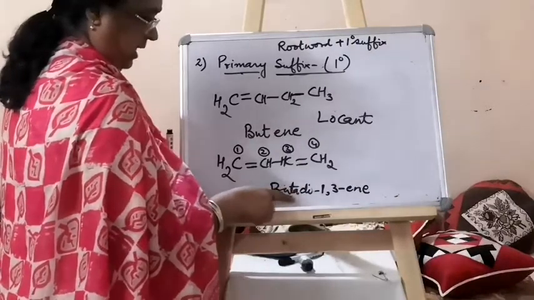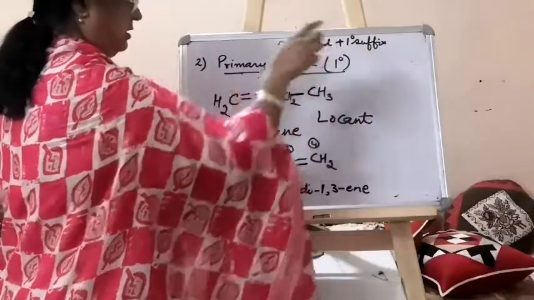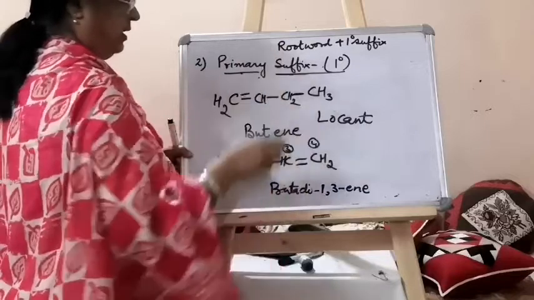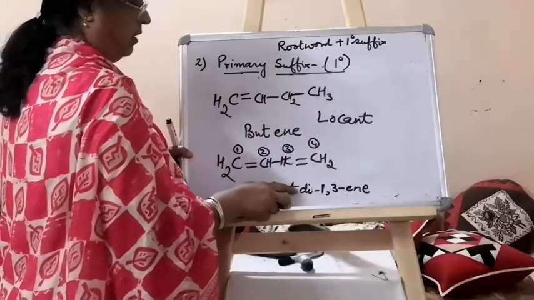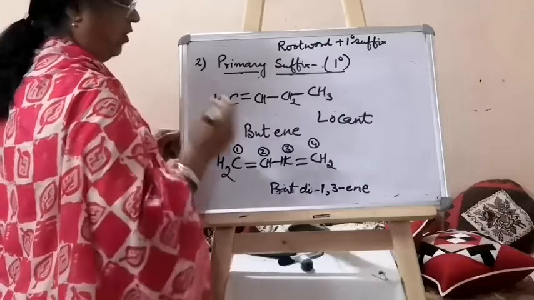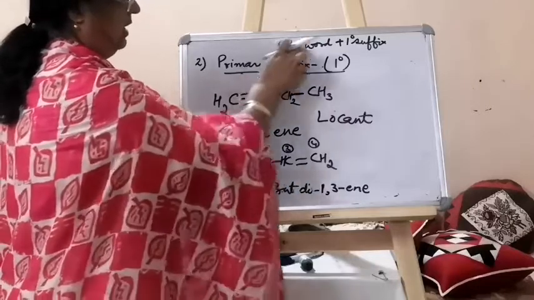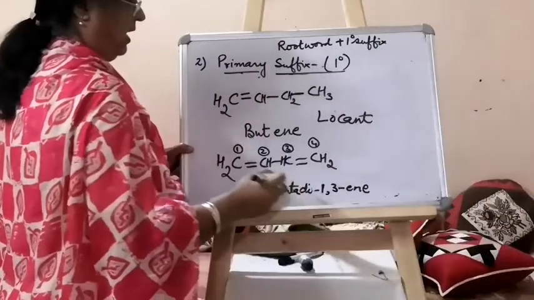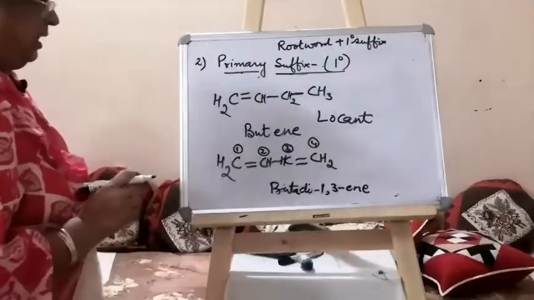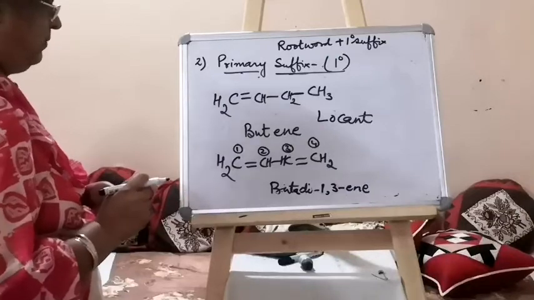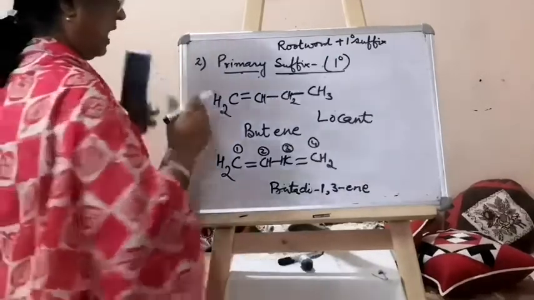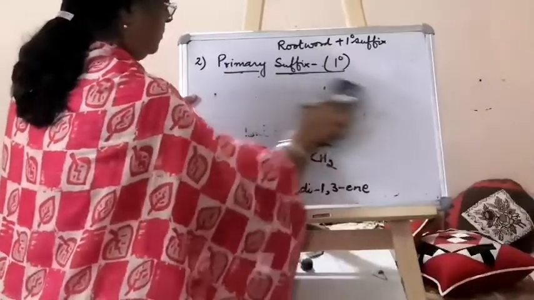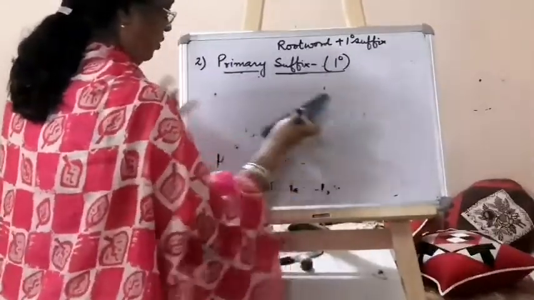And now you see that the primary suffix is starting with D, which is a consonant, and the root word is ending with but. So we will add a vowel. But is ending with a consonant, and this is starting with a consonant. So we will add a vowel in between, that is A. So the name will be butadiene. The same rule will be applicable to the triple bond also. I hope this is clear to you.